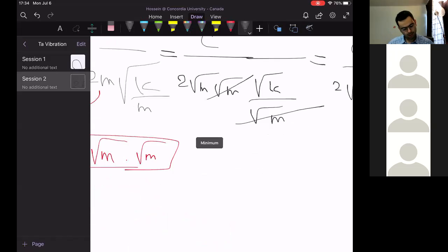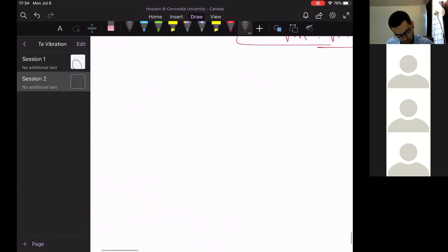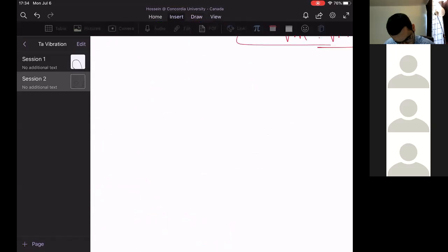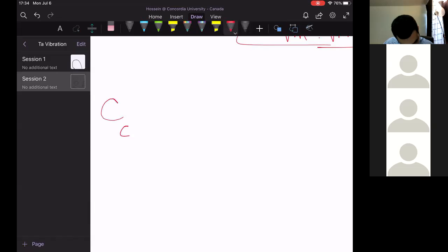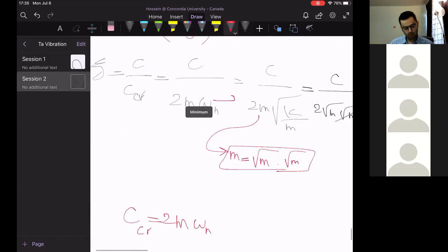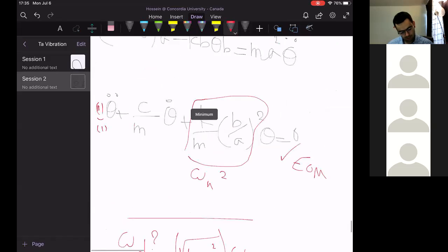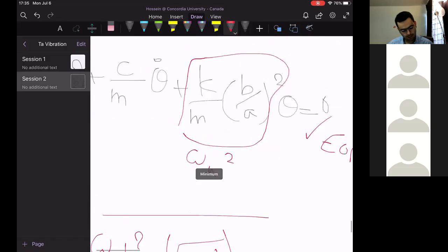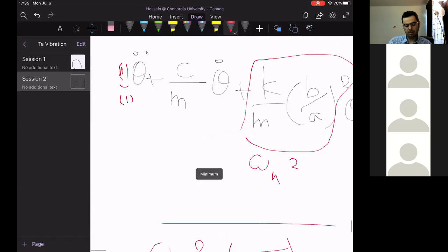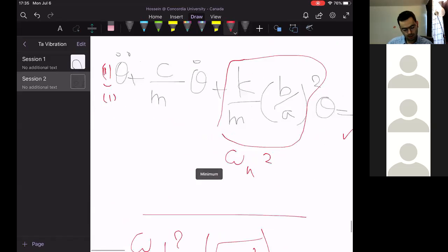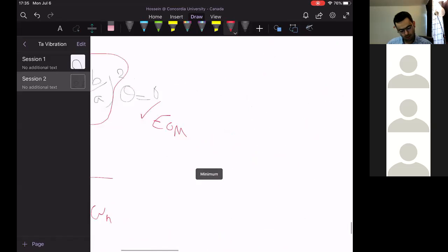C critical is 2m, by taking a look at the equation of motion. We could easily say, as I told you, this is omega n squared when the coefficient of theta double dot is 1. So we have here already obtained the omega n.